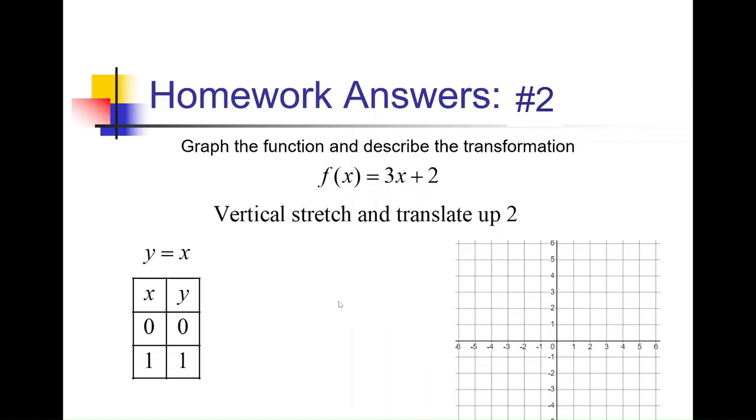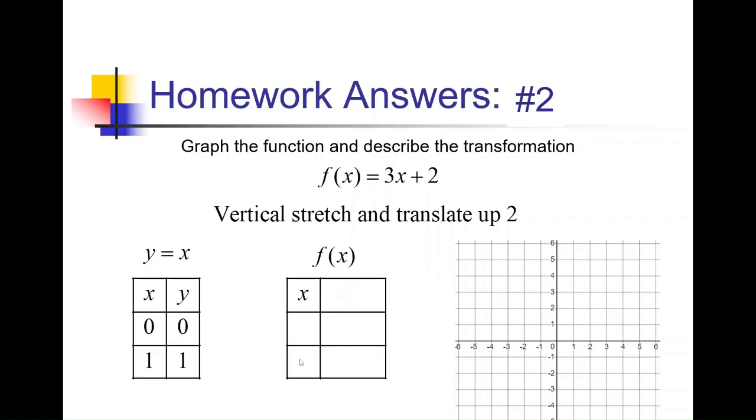So implementing that in a new table for f of x now, x is just going to stay the way it is. We don't need to change the x with a linear function transformation. For the y, though, we're multiplying the y value by 3. That's what this times 3 is giving us. And we're also adding 2 after we do that. So I'm going to write 3y plus 2 in terms of how I'm changing all my y values.